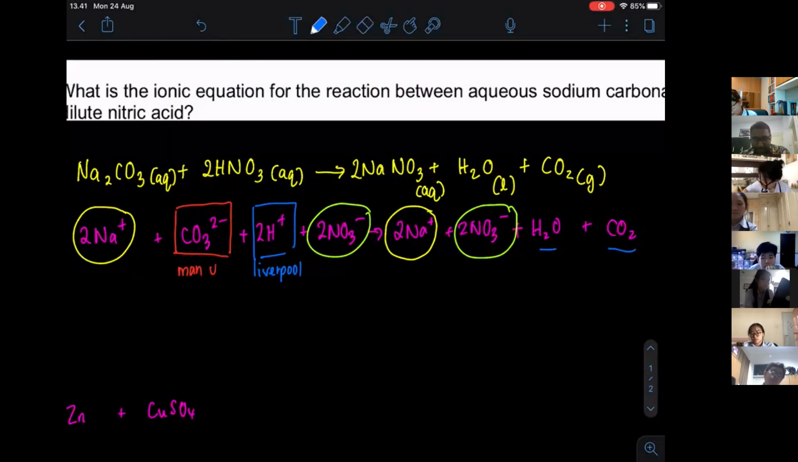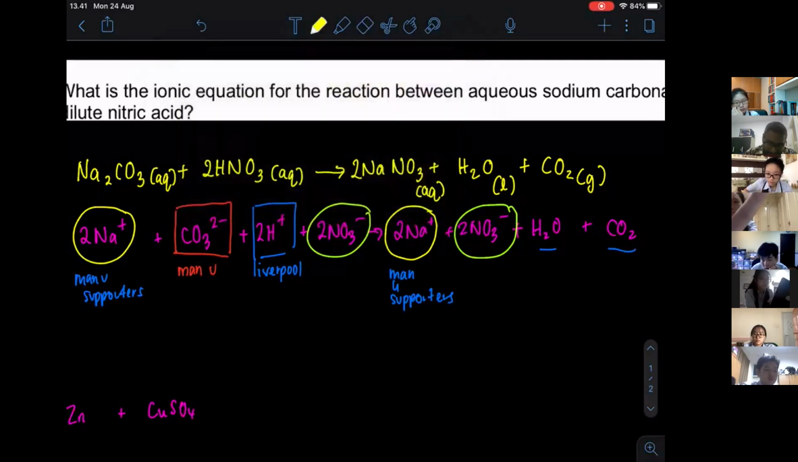But now if you look over here, the Na. Let's say this Na is their Man U supporters. And then after the match, they are still there, Man U supporters. And then NO3, let's say they are Liverpool supporters. After the game, you also have the Liverpool supporters over there.